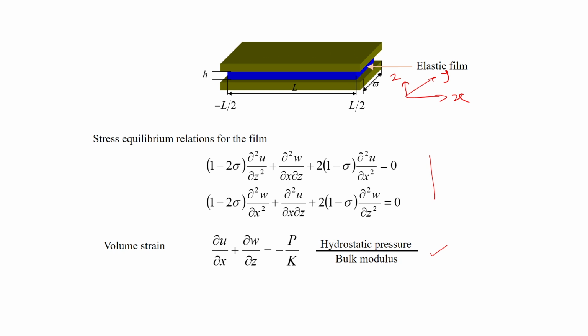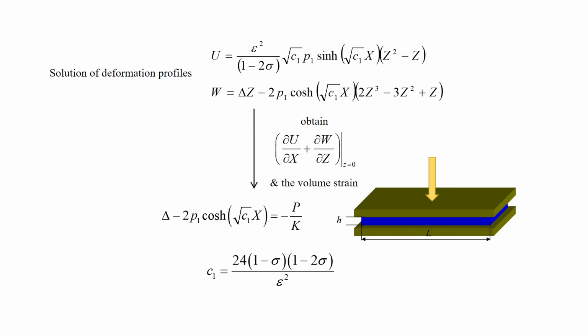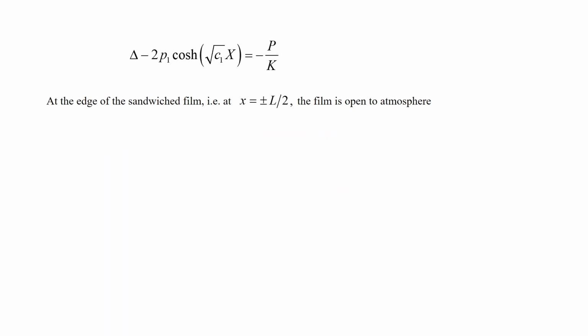Now, we have this equation. We solved these problems and finally derived this expression in terms of the constant P1, where P is the pressure being applied. So, we are at this particular state and we now need to go beyond that. So, this is delta minus 2 P1 cosh of the square root of C1 into capital X. C1 is also an integration constant that we obtained in the last lecture.